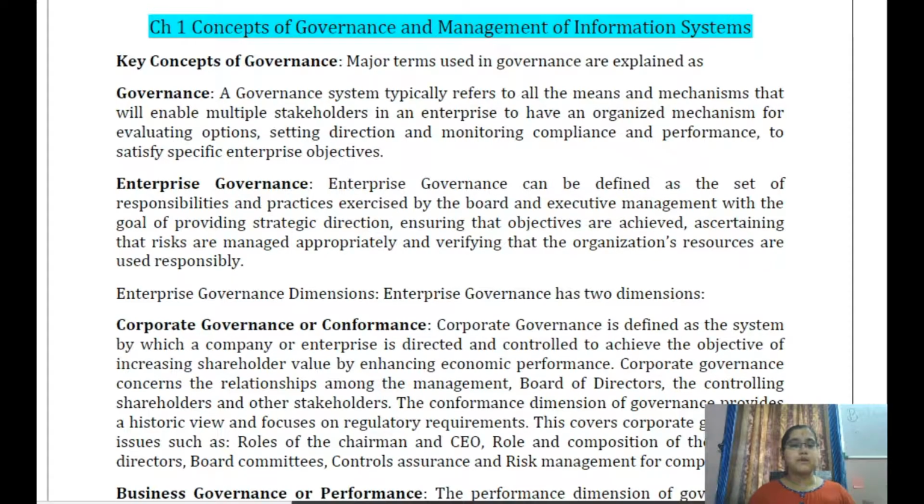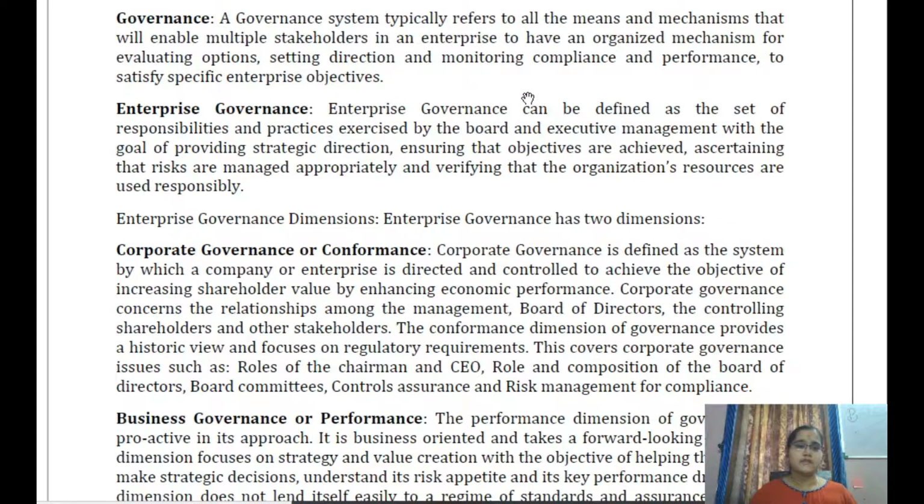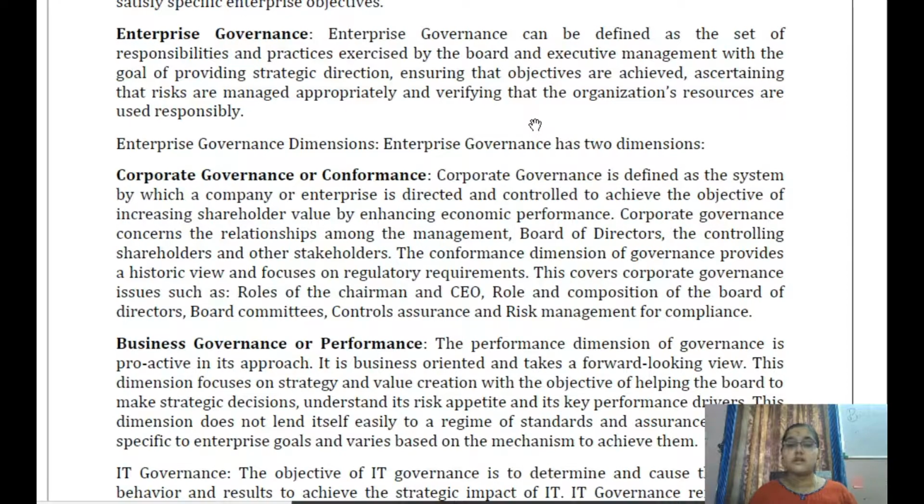So let us once again repeat what enterprise governance is. Enterprise governance can be defined as a set of responsibilities and practices exercised by the board and executive management with the goal of providing the strategic direction, ensuring that the objectives are achieved, ascertaining that the risks are managed appropriately, and verifying that the organization's resources are used responsibly. Then enterprise governance has been divided into two categories. The first is corporate governance, also called conformance, and business governance, also called performance.